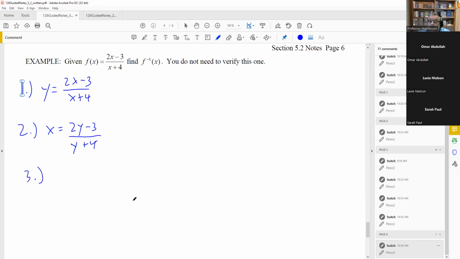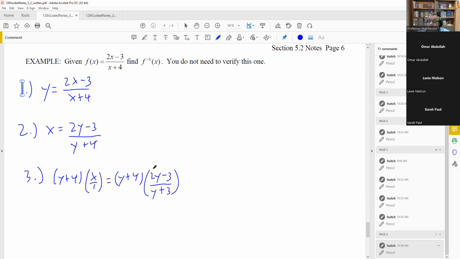Step number 3 would be to solve for the y. Now, in order to do that, we have to get it out of this fraction form. So I'm going to take both sides of the equation, and this is like x over 1 here, and multiply both sides of the equation by y plus 4. You could also cross multiply, but I'll do it this way.